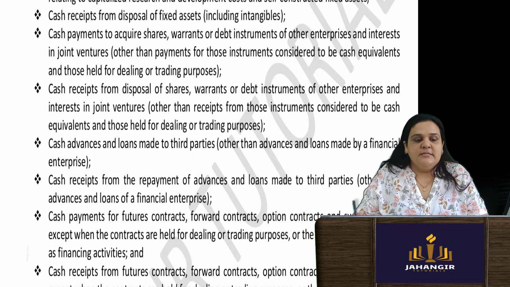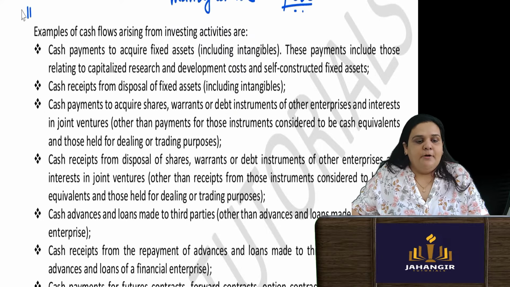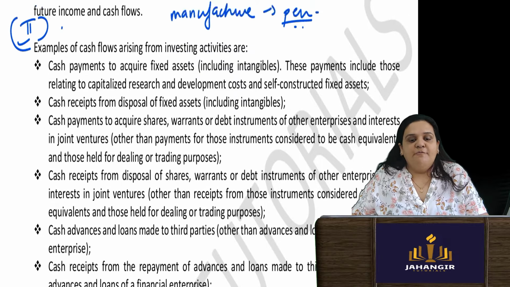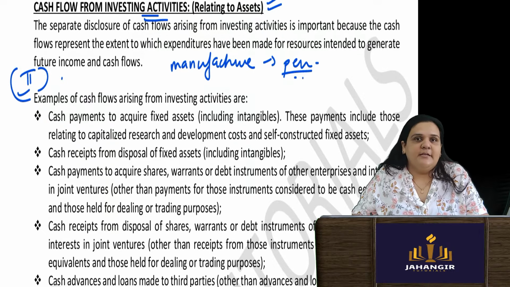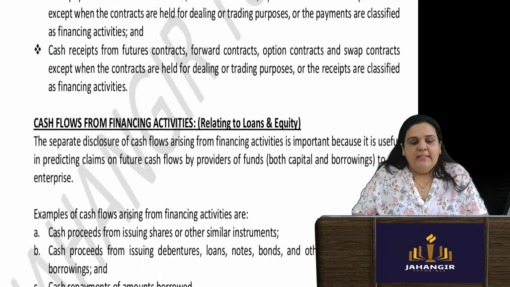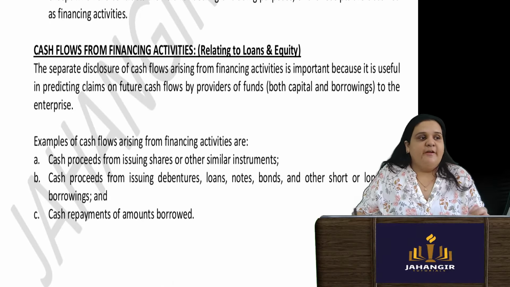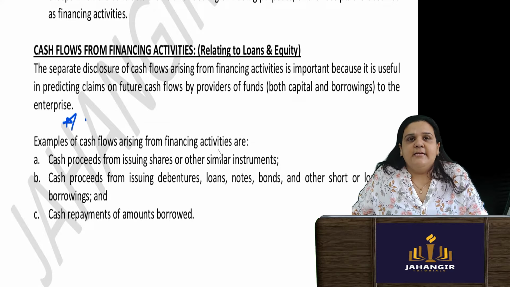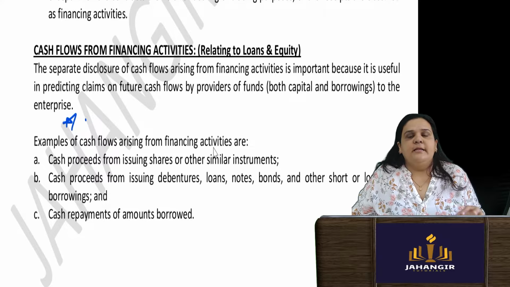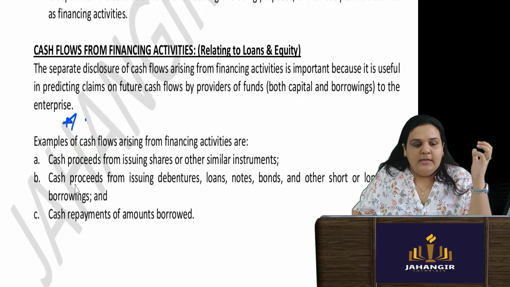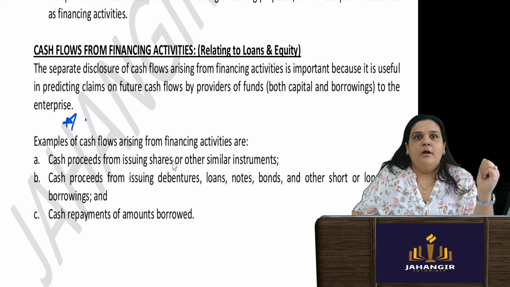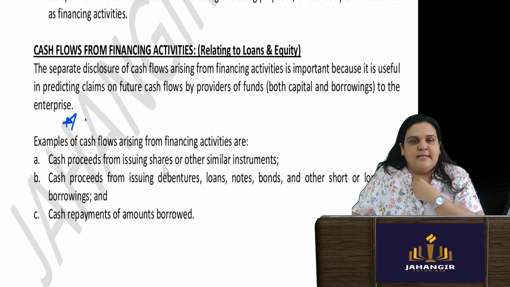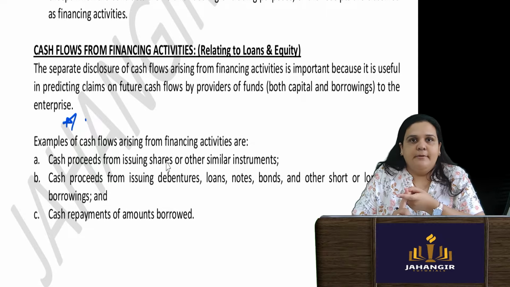Okay, so this is the second important thing: cash flow from investing activities is how much. And the last one is cash flow from financing activities. Financing activities is all that relating to your equities and loans. Equity and loans in the manner like what? You wanted to buy this asset. You wanted to buy a plant and machinery.